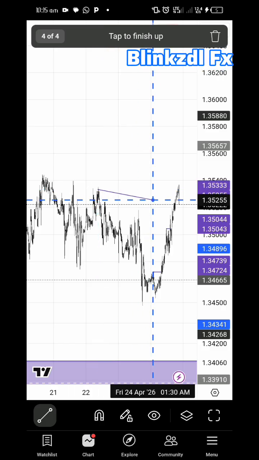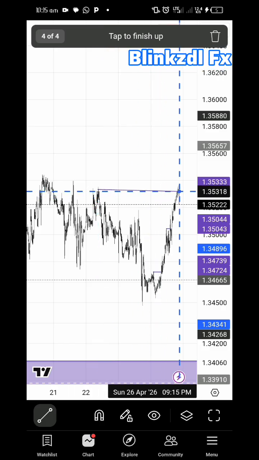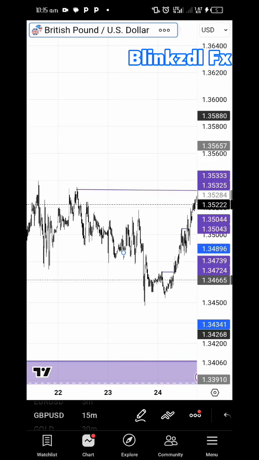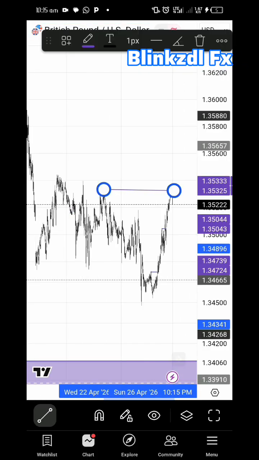So I have a change of character here. You can see it here. I have not really confirmed if it's really a change of character because my markings are not correct. So let's do that quickly.